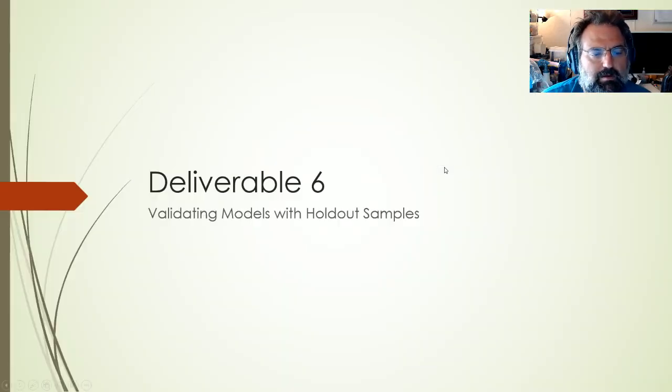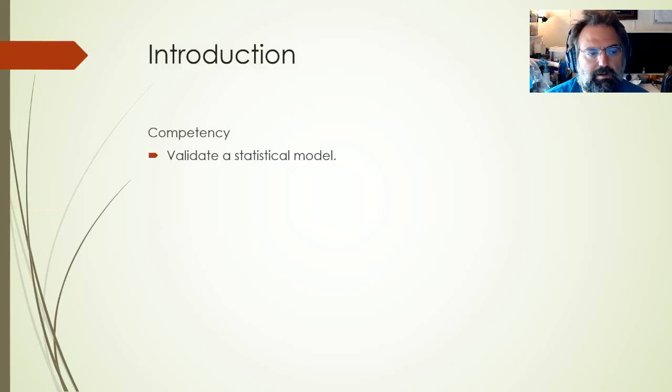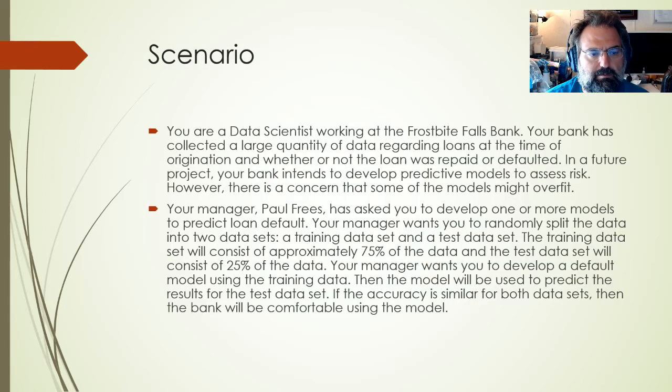So talking now about deliverable 6, which is validating models with holdout samples, competency validated statistical model. So you're still the data scientist working at Frostbite Falls Bank.